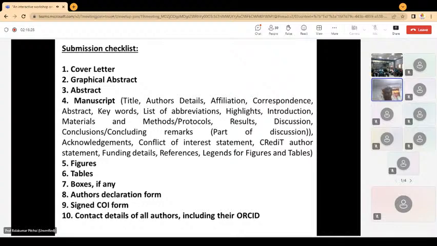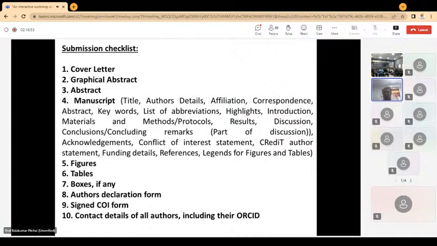Once you have given all the references, give legends, captions for figures and tables. Figure 1, figure 2, figure 3, figure 4. Don't include any figure in the manuscript. Upload them separately. In the 5th point, you upload figure 1, figure 2, figure 3, figure 4, figure 5, figure 6, table 1, table 2, table 3, everything uploaded separately.